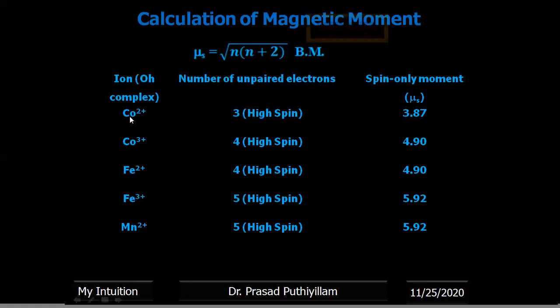In the case of cobalt 2 plus, if it forms a high spin complex, 3 unpaired electrons will be there. Therefore, the spin-only moment will be 3.87. Cobalt 3 plus with 4 unpaired electrons in the high spin situation has a spin-only magnetic moment of 4.9. Iron 2 plus with 4 unpaired electrons in the high spin situation has a spin-only moment of 4.9. For Fe3 plus, 5 unpaired electrons in the high spin situation give a spin-only moment of 5.92. Mn2 plus, with 5 unpaired electrons in the high spin situation, also gives a magnetic moment of 5.92.